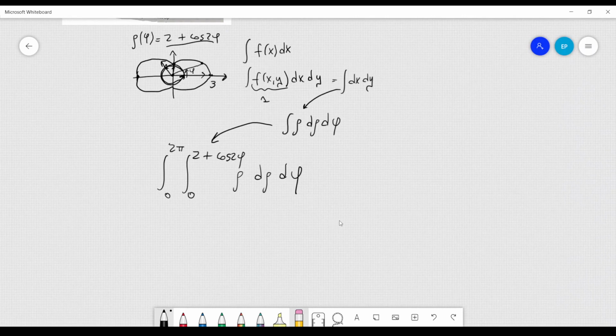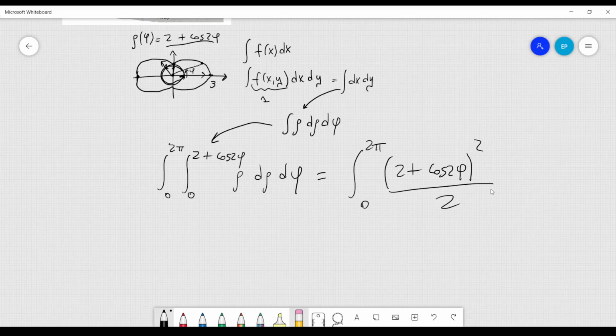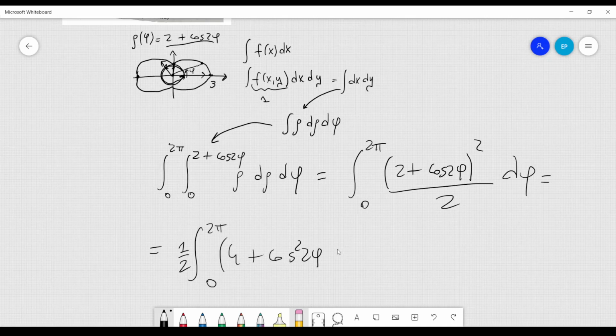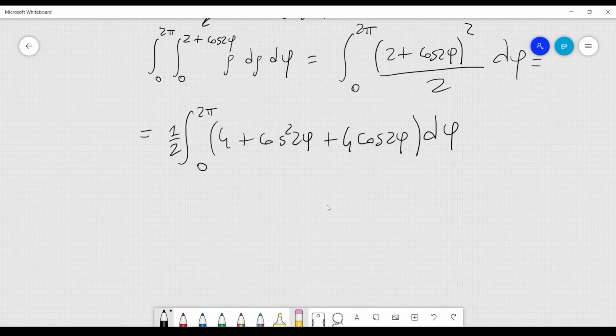So this is the integral that we have to calculate. The integral over rho d rho is rho squared over 2. So we have integral from 0 to 2 pi, then we have rho squared over 2, so that's just 2 plus cosine of 2 phi squared over 2 d phi, and this is equal to integral from 0 to 2 pi. Let's put 1/2 here, and then we have 4 plus cosine squared 2 phi plus 4 cosine 2 phi d phi. And now this is a simple integral to carry out.